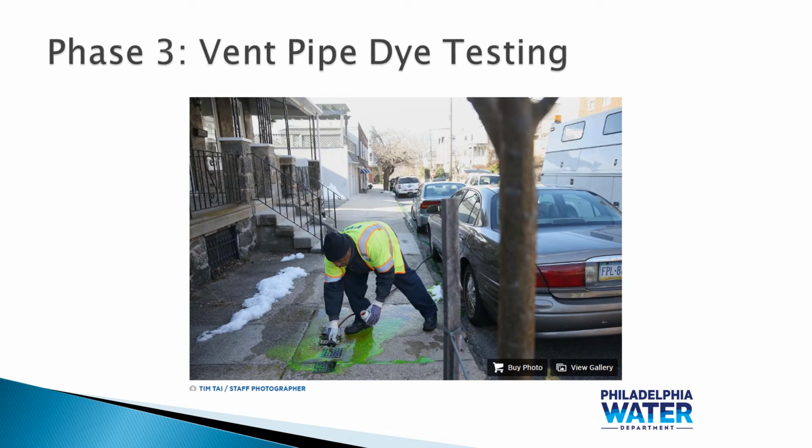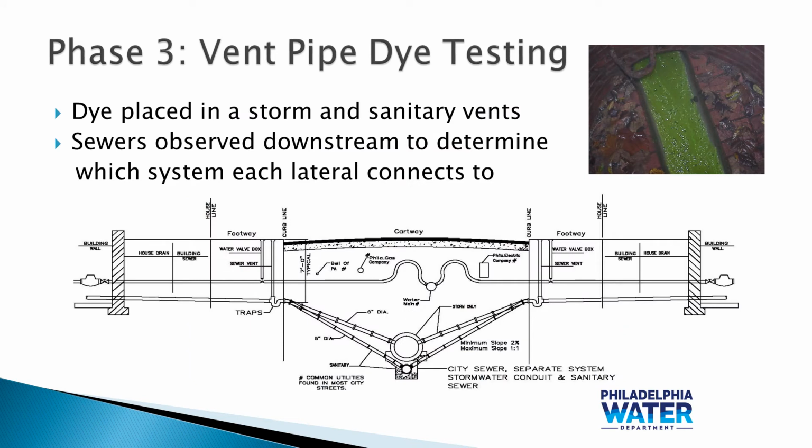At this point, we go property or parcel by parcel to try to identify individual properties that may have a cross connection. You can see in this photo below one of our field staff engaged in vent pipe dye testing. You might remember from the diagram I presented earlier that vent pipes are located outside of the homes, near the curb line, for every connection to the public sewer system. These provide us with a useful point of access for performing our investigation. Vent pipe dye testing is a 3-person operation.